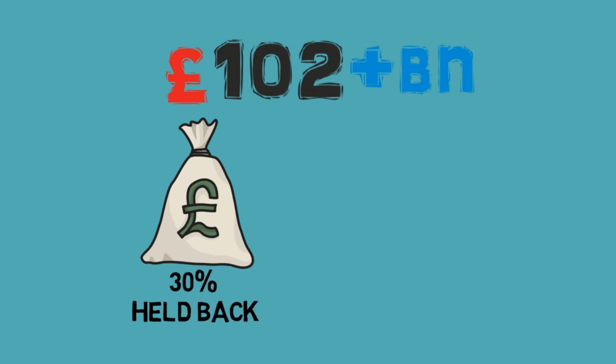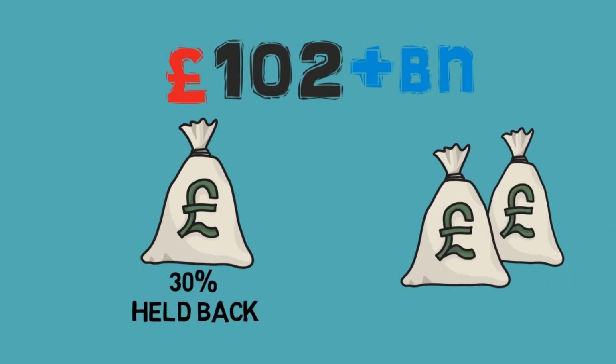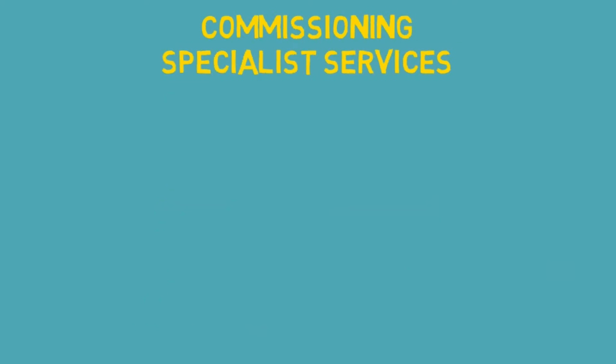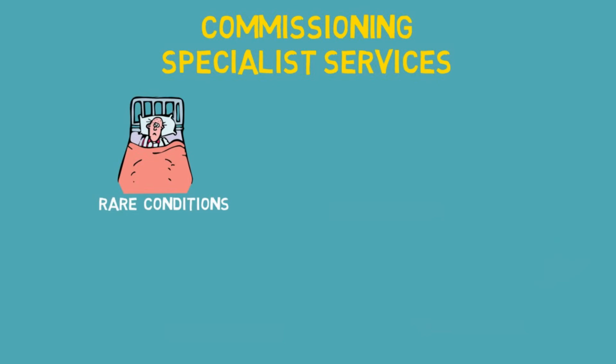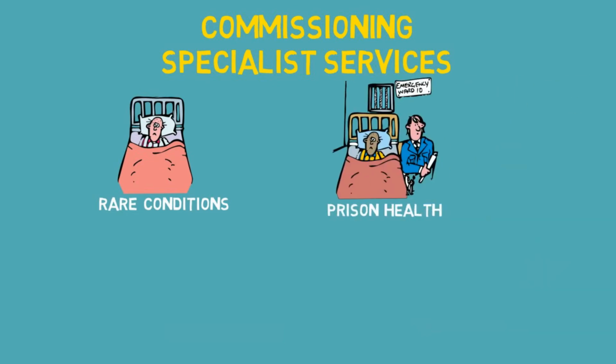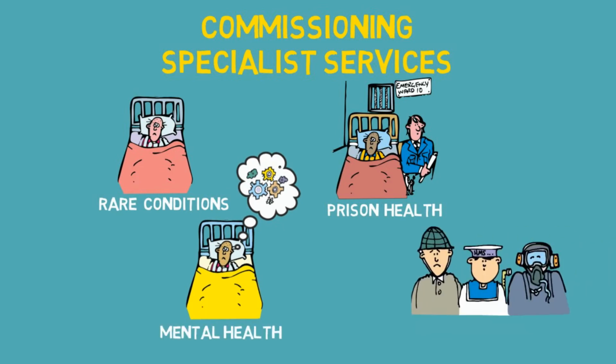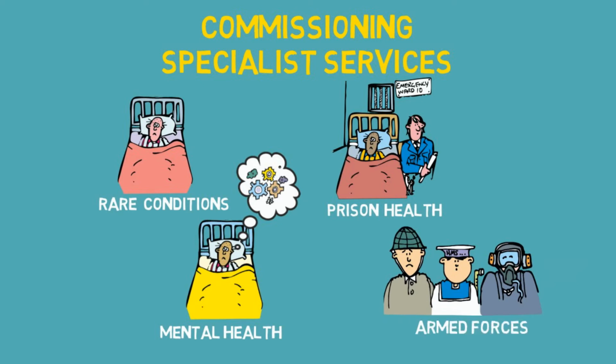About 30% of its budget is held back to run the system and to commission those specialist and other services where it makes more sense to commission them nationally to gain economy of scale. These include rare conditions, prison health services, services for those people with serious mental health problems who require forensic inpatient beds, and services for the armed forces and veterans.